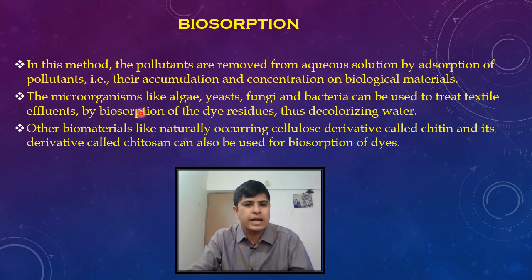Microorganisms like algae, yeast, fungi, and bacteria can be used to treat textile effluent by biosorption of the dye residues, thus decolorizing water.